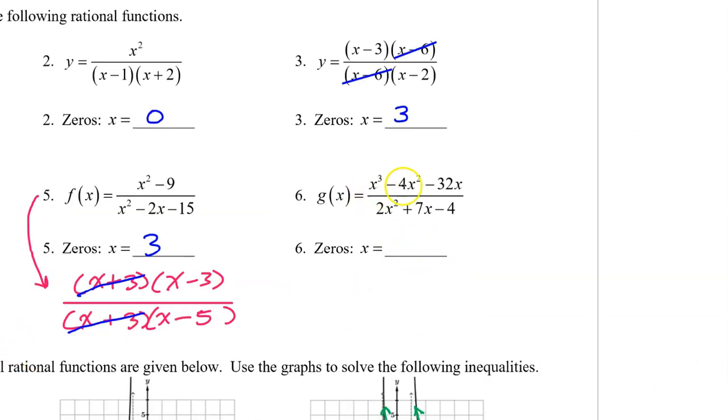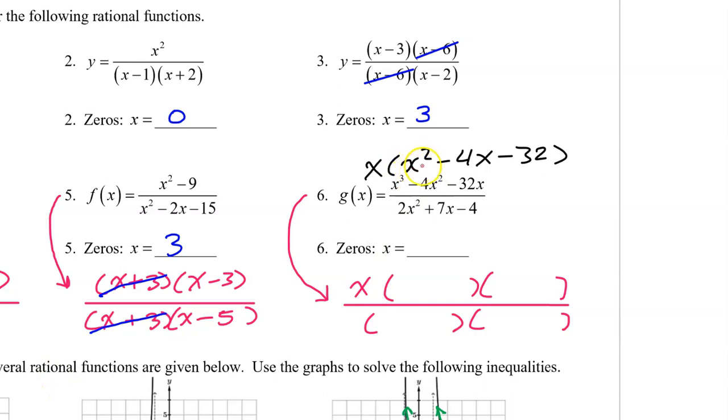The numerator of g of x has a common factor of x. So let's just factor that out quickly before we even begin. So this will be x times x squared minus 4x minus 32. Now let's factor this trinomial from the numerator. X squared will factor as x times x. 32, that can either factor as 4 times 8 or 2 times 16. Let's try these first. It's probably going to factor as 4 times 8.